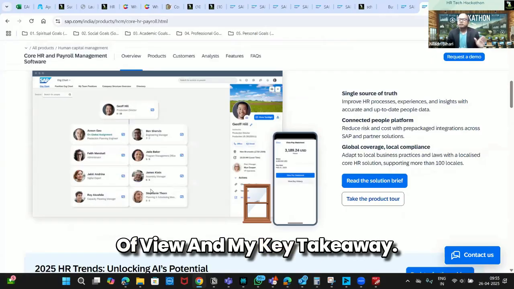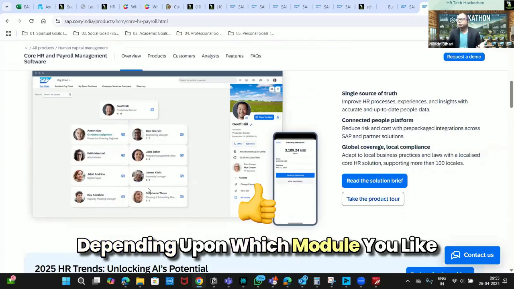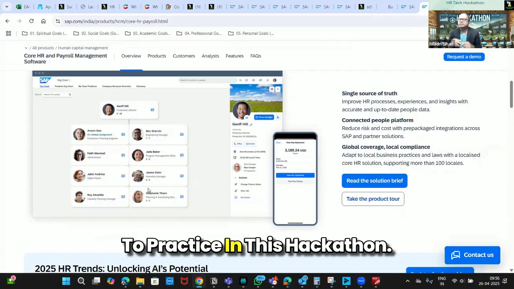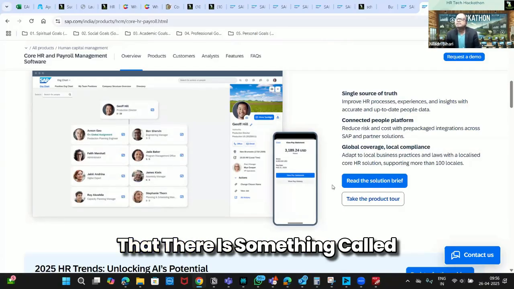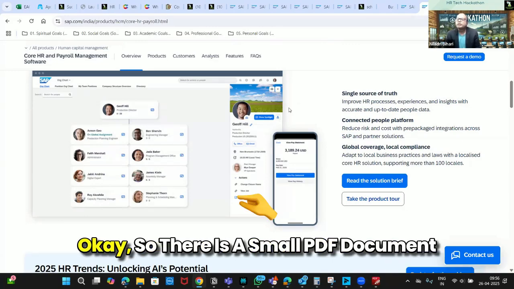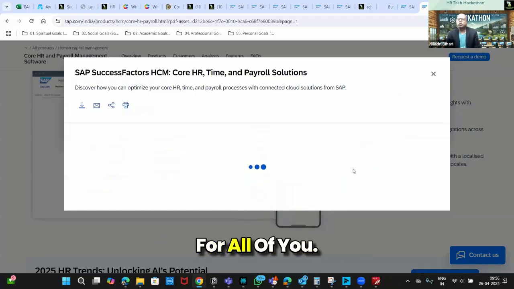My key takeaway, or the task for all of you, is that depending upon which module you would like to practice in this hackathon, you can choose that particular module. There is something called the solution brief, so read it. It is a small PDF document that SAP provides. You can download that. That is the starting point for all of you.